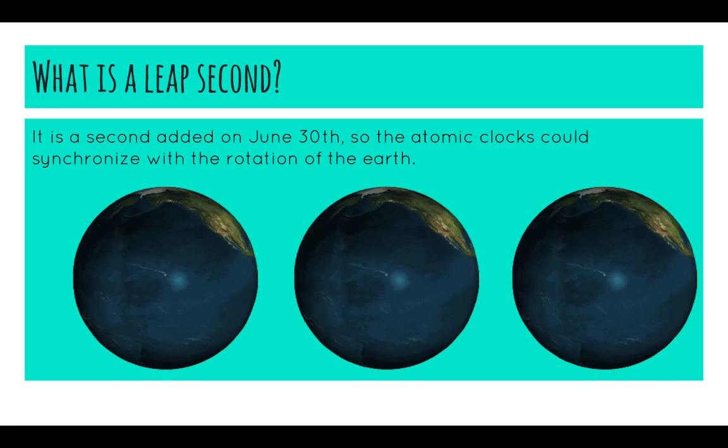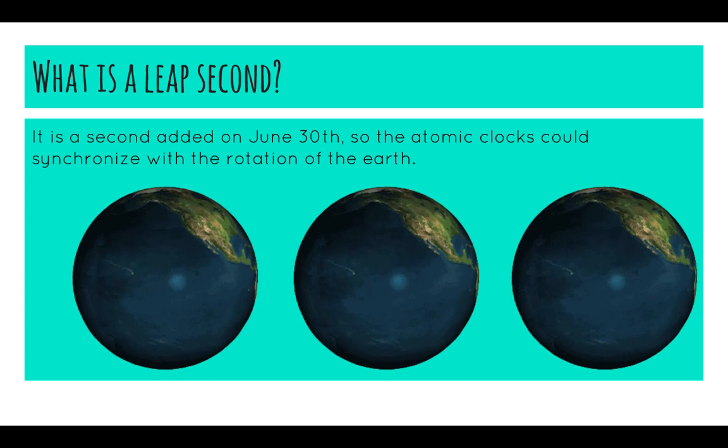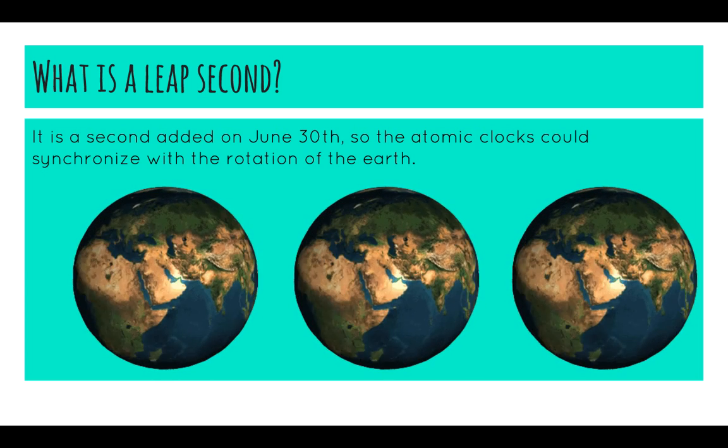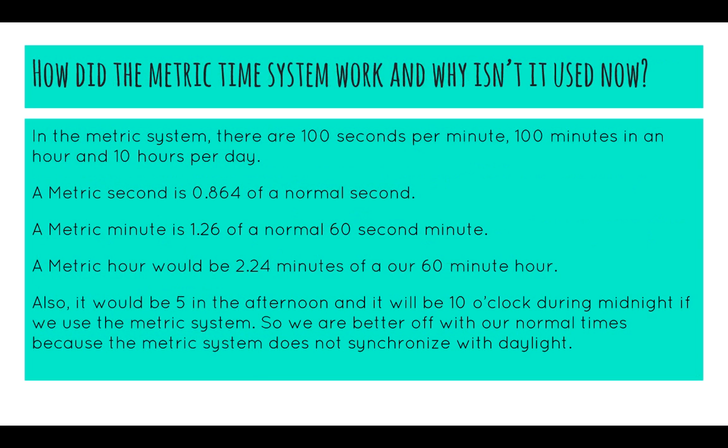What is a leap second? It is a second added to June 30th so the atomic clocks can synchronize with the rotation of the Earth. Where do the words year, month, week, day, hour, minute, and second come from? These words come from Latin. The word minute means small, the word year means period, month means moon, week means 7 days, day means space of life, hour means time, minute means small, and second is beta in Latin.